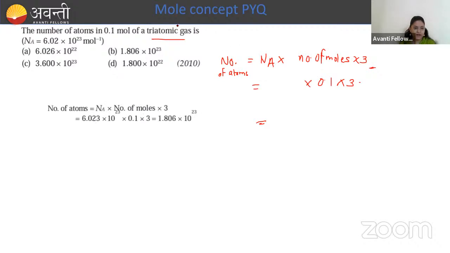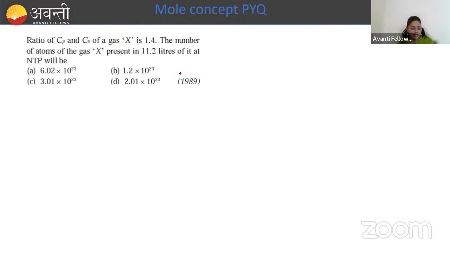What will be our answer? Our answer will be option B. Okay, right. Next problem. The ratio of Cp and Cv is given. So we have been given the Cp by Cv ratio, that is 1.4 for a given gas X.